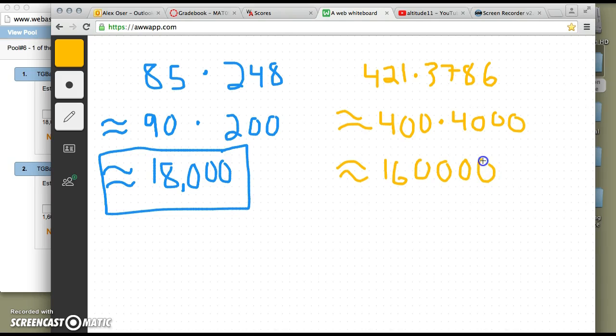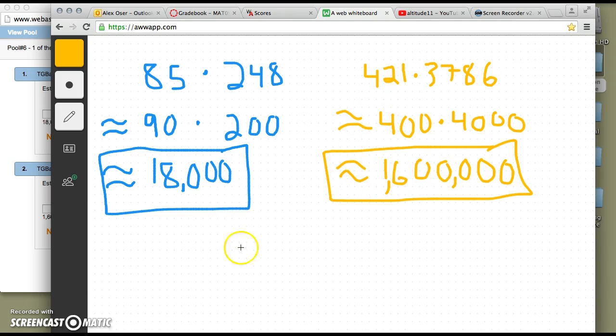This little zero trick that I'm using, guys, works because anytime you multiply by some multiple of 10, you're adding another zero to your answer. So in this case, 1, 2, 3, comma, 1, 2, 3, comma. In this case, we would say that 421 times 3,786 is approximately 400 times 4,000. So that means this product is approximately 1,600,000.